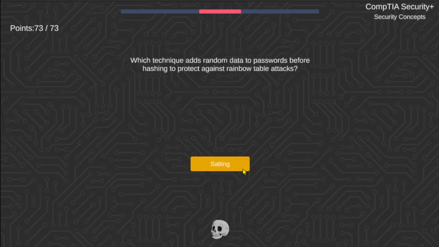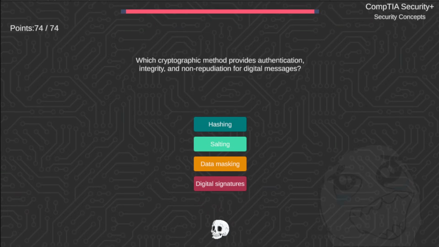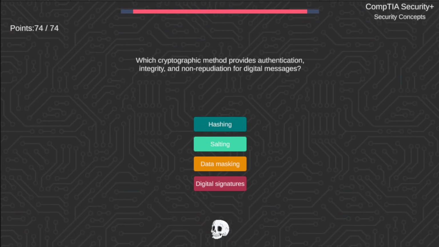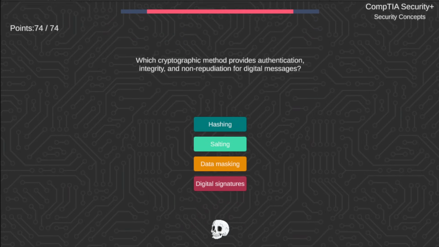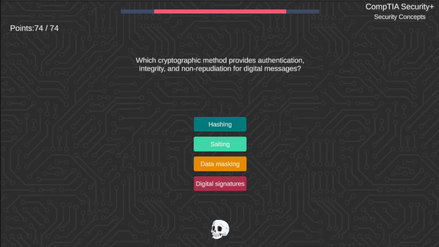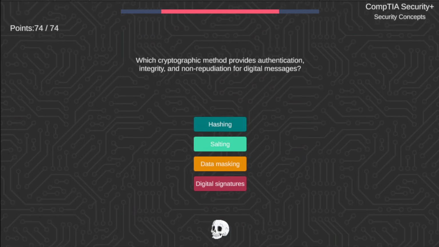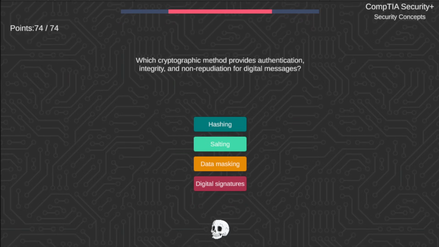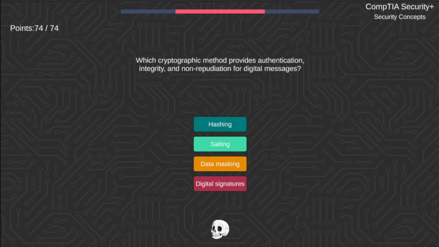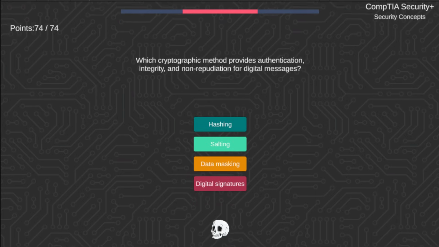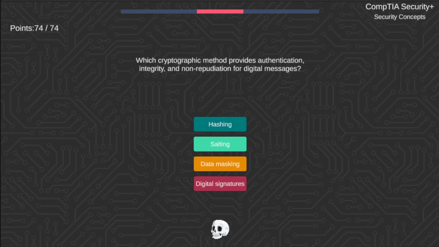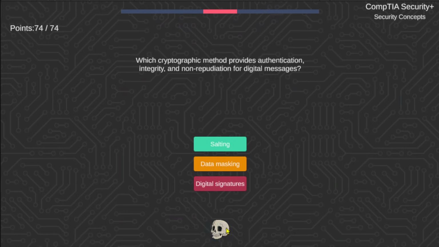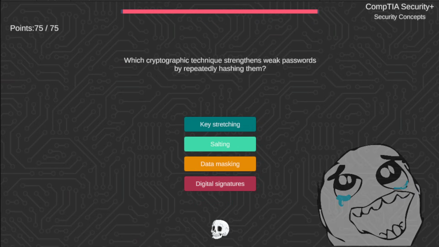Correct answer is salting. Which cryptographic method provides authentication, integrity, and non-repudiation for digital messages? Hashing, salting, data masking, or digital signatures? Cryptographic method providing authentication, integrity, and non-repudiation for digital messages. Correct answer is digital signatures.